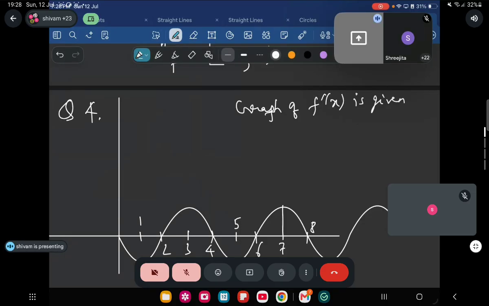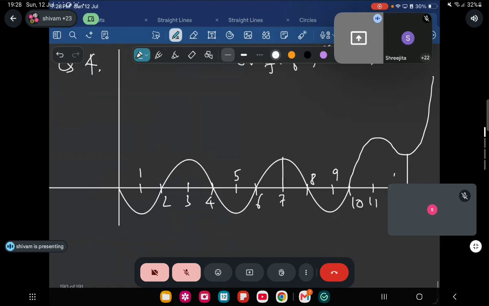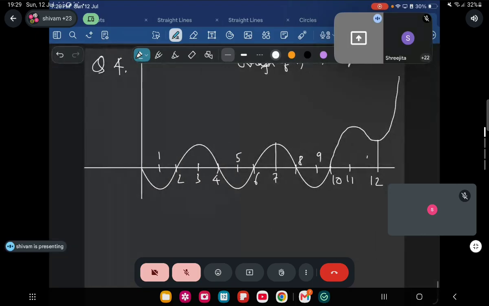Okay, 7. This is 8. Next one is 9. You see, this is 10. After this, it looks somewhat like this. This is 11 and this is 12. This is the graph of f dash x. Okay, everyone? Remember.